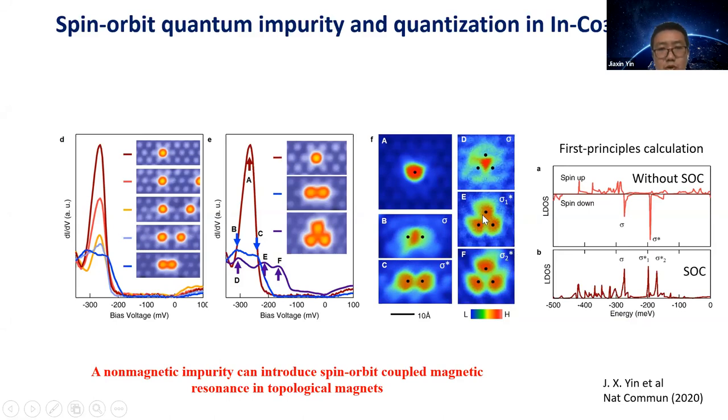And the triple impurity is actually indeed a special case, because from a group symmetry point of view, it has three mirror symmetries. So its anti-bonding orbital should be degenerate. This is also captured by our first principle calculation, that we have a degenerate anti-bonding orbital state. But why in experiment do we observe an additional splitting of the anti-bonding orbital?